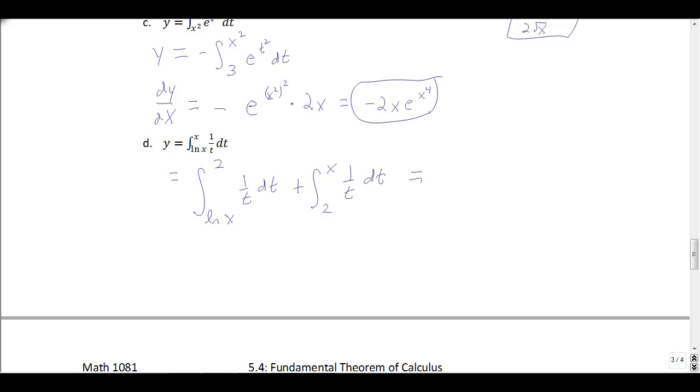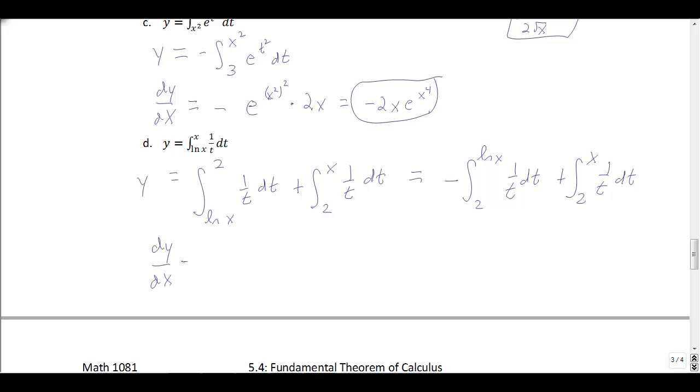And then I'm going to do another manipulation. I need this 2 in the bottom, so I get a negative integral from 2 to natural log x, 1 over t dt, plus an integral from 2 to x, 1 over t dt. So I'm just using properties of integrals to rewrite y here.